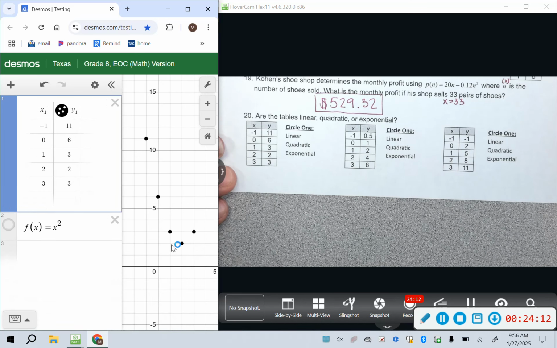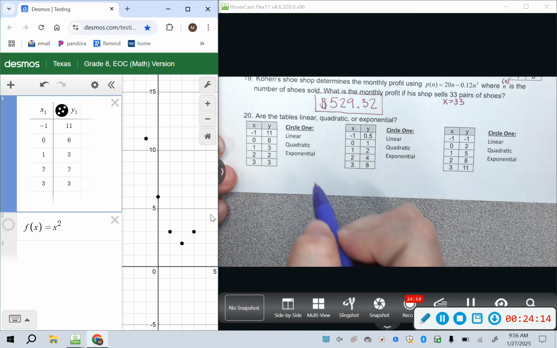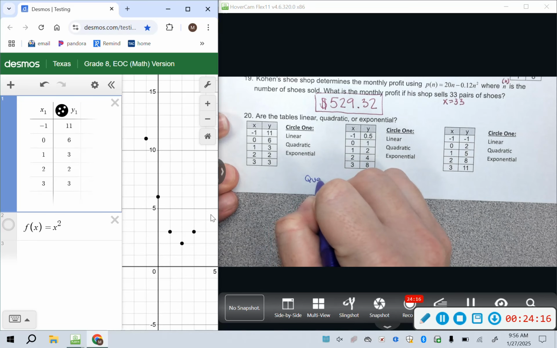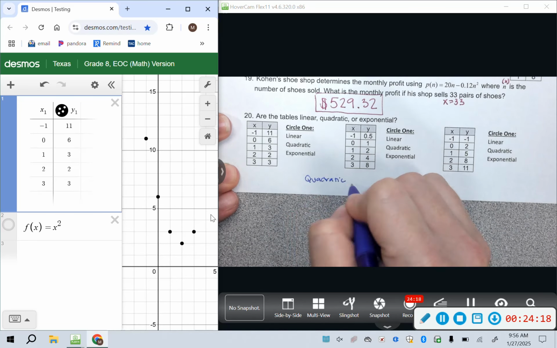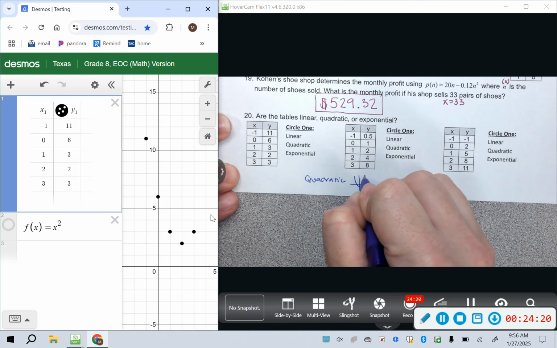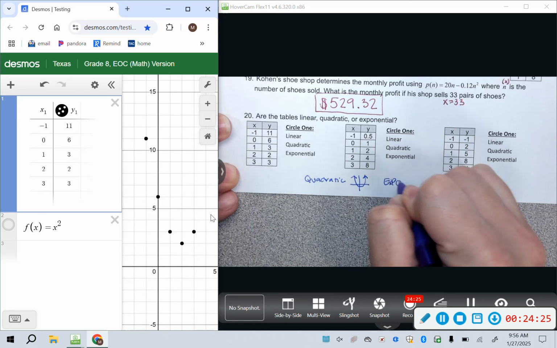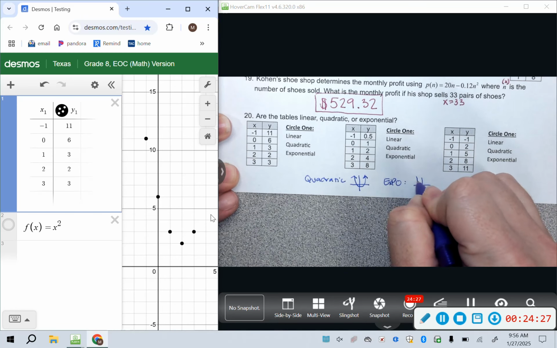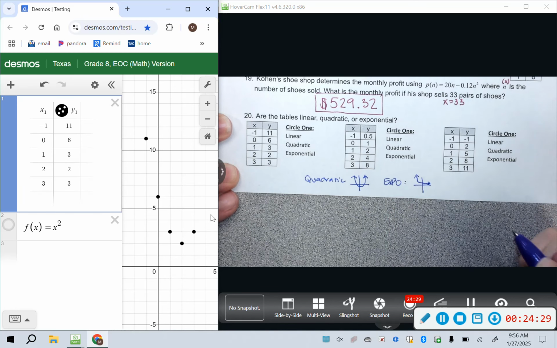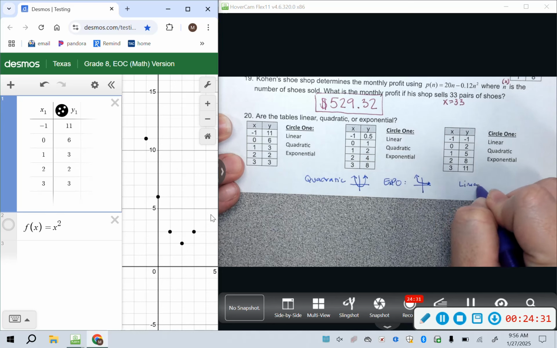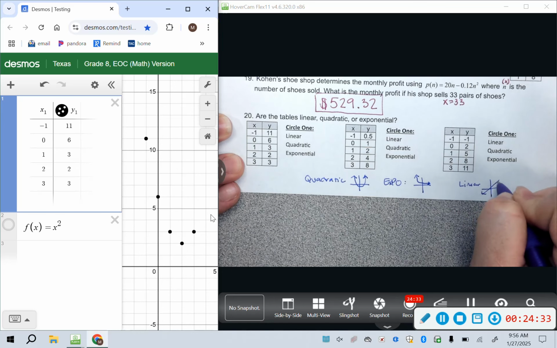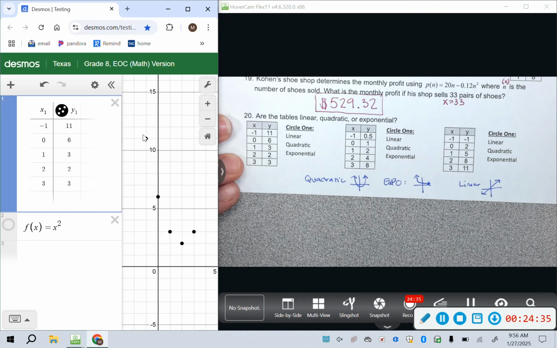So here we hook back up. I know that quadratic graphs look like this. I know exponential, might help if I spell it right, looks like a ramp. It does not hook back up. And I know linear is just a straight line. So this hooks back up, meaning it has to be quadratic. Okay, let's look at our next one.